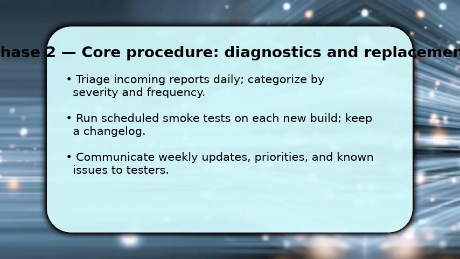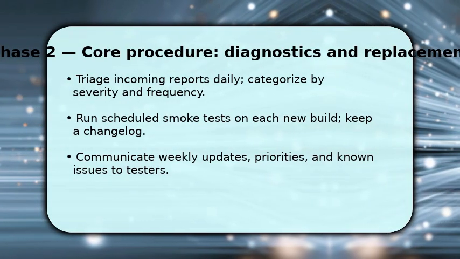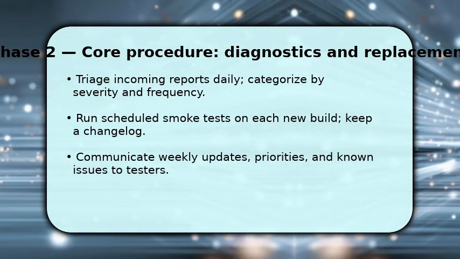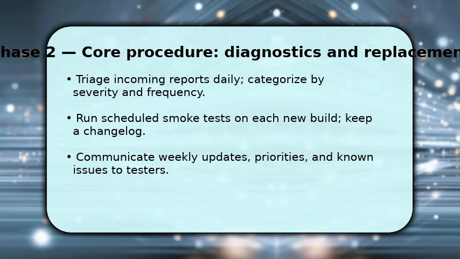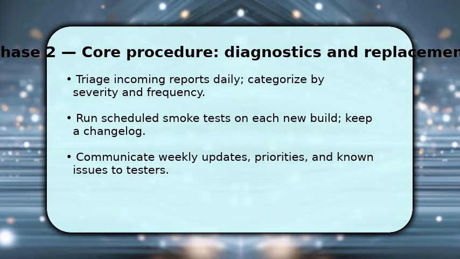Make sure to communicate weekly updates to testers with priorities, workarounds, and what's changing next. Once prioritized fixes land, push a patch and ask the same users to validate. This closes the feedback loop and raises confidence quickly.